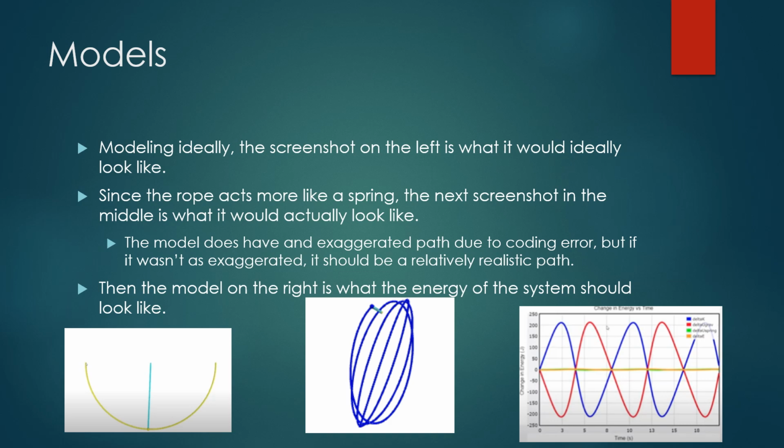Modeling ideally, the screenshot on the left is what it would ideally look like. Since the rope acts more like a spring, the next screenshot in the middle is what it would actually look like, except this model does have an exaggerated path due to coding error, but if it wasn't as exaggerated, it would be a relatively realistic path. And the model on the right is what the energy of the system should look like in an ideal system.